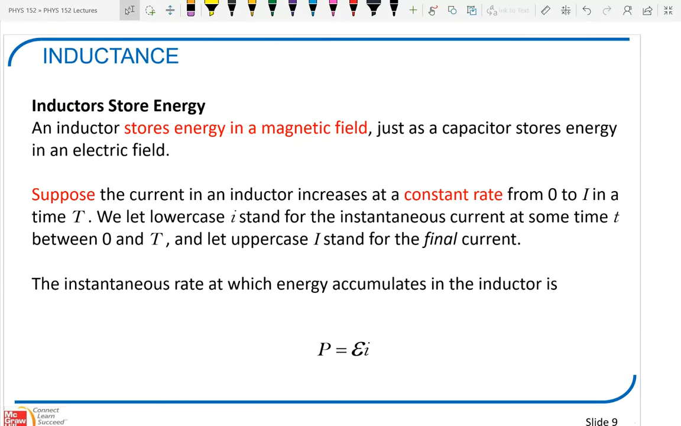Now, I mentioned that inductors store energy in the form of a magnetic field. And we know our equation for power is voltage times current. So the power in an inductor is going to be the voltage drop in the inductor, marked here as the EMF, times the current. If power is the energy per time, how much energy is required to build up to a certain current in an inductor?